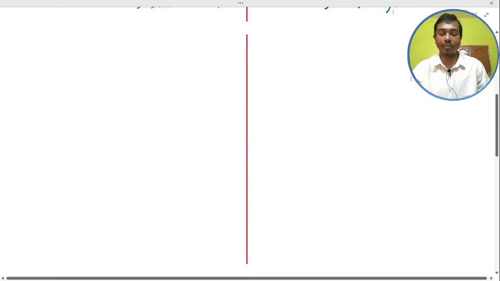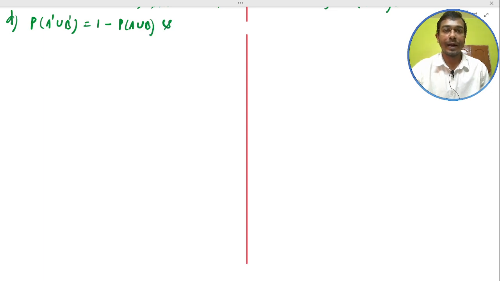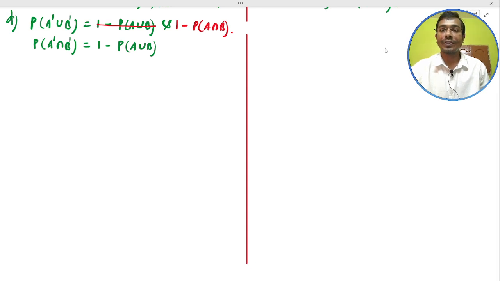Next, D. P of A complement union B complement is nothing but 1 minus P of A intersection B, and P of A complement intersection B complement is equal to 1 minus P of A union B. I just wrote this in red color pen.